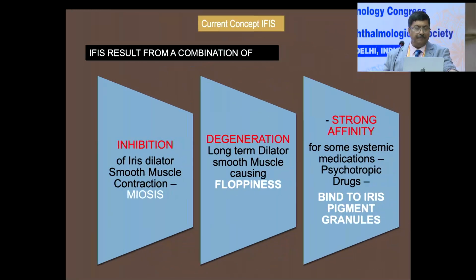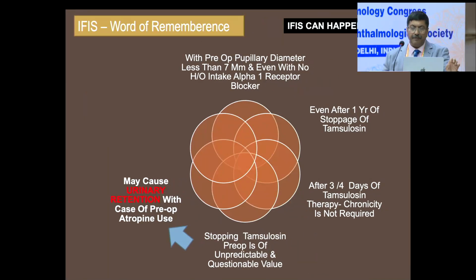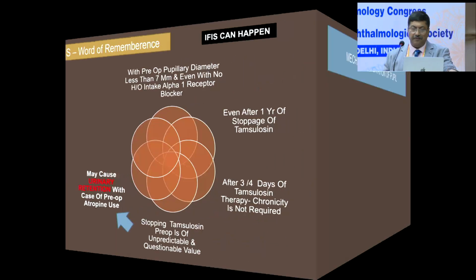It results from a combination of inhibition of iris dilator muscle causing miosis, degeneration of the long-term dilator smooth muscle causing floppiness, and there is a strong affinity of the systemic medication which binds to the iris pigment granules. We should remember, even after 1 year of stoppage of tamsulosin, it can occur. Even after 3 to 4 days of use of tamsulosin, it can occur. And stopping tamsulosin preoperatively is of unpredictable and questionable value.